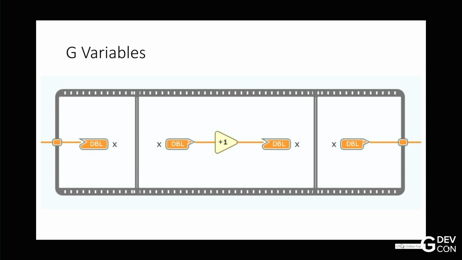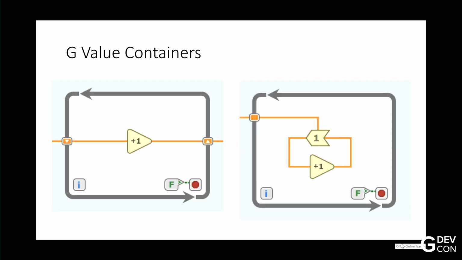But some examples of things that contain values in G are local and global variables, although NextGen doesn't have globals. But this is an example of accessing the same variable multiple times in sequence, and so each of these accesses is to the same place or container of values. And then things like shift registers and feedback nodes in a loop also serve as a container of a value, something that you can read a value out of and write a value into.